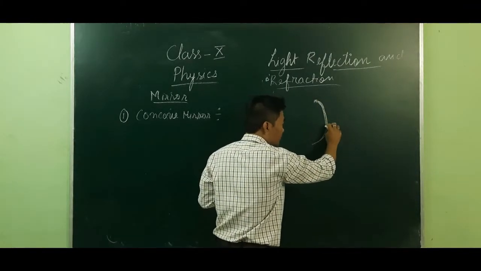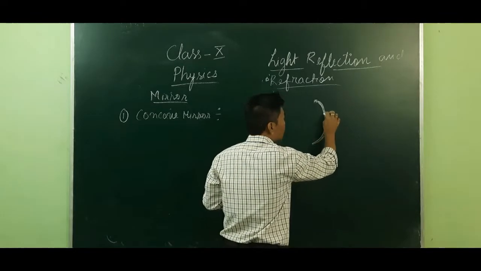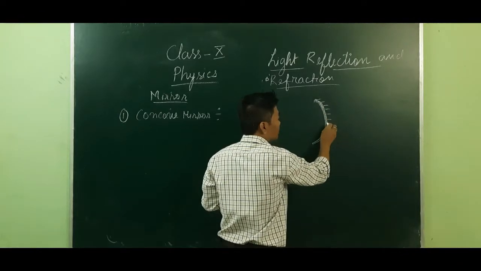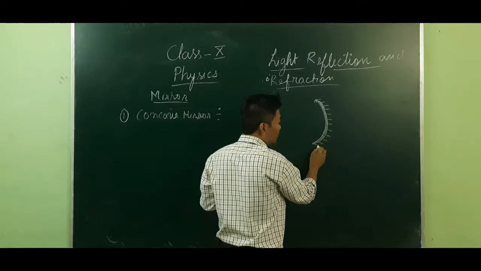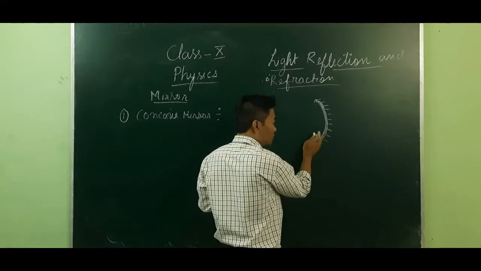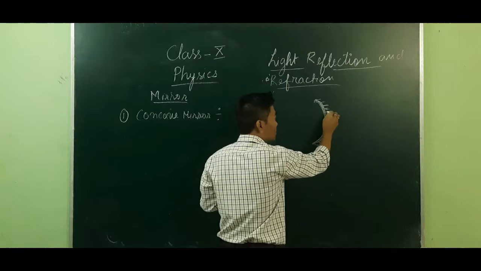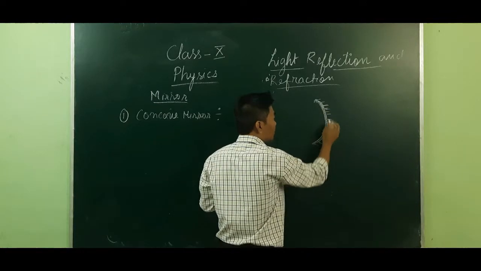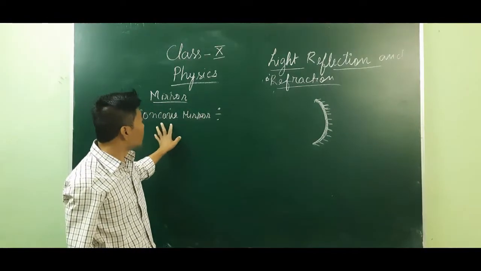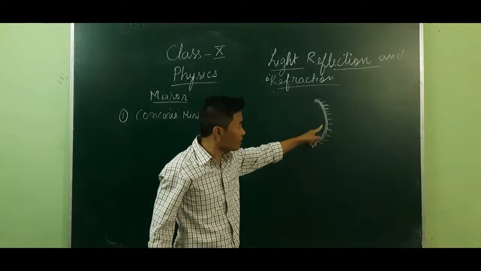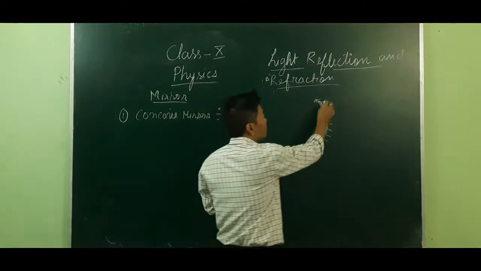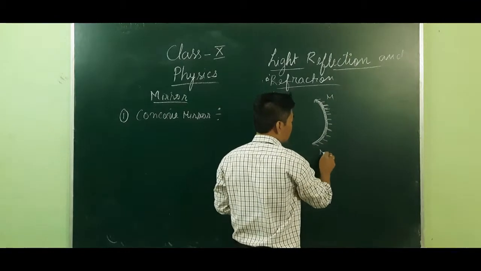So the reflecting surface is inside this curve, and the back part is coated with silver, which will stop the light from passing through. If the light does not pass through, then it will reflect, right? So it is coated with silver behind. So inside is the reflecting surface. A mirror whose reflecting surface is inside the curve is known as the concave mirror. Okay, let's say this is M.